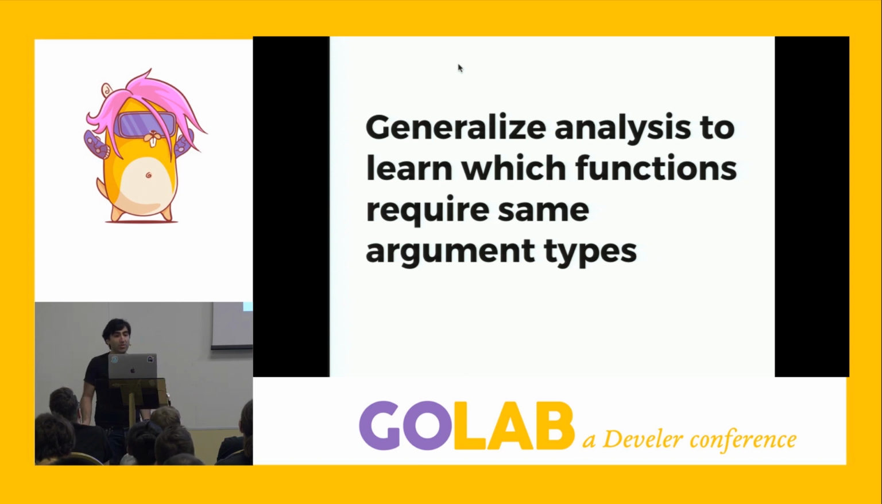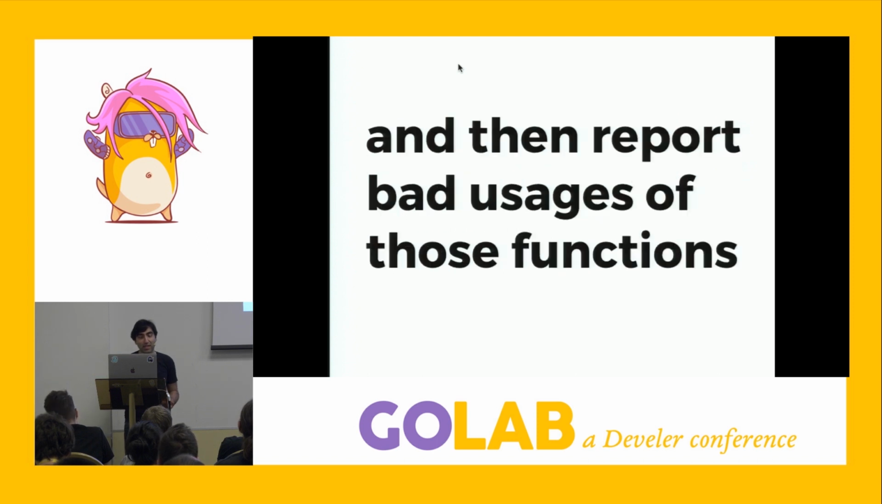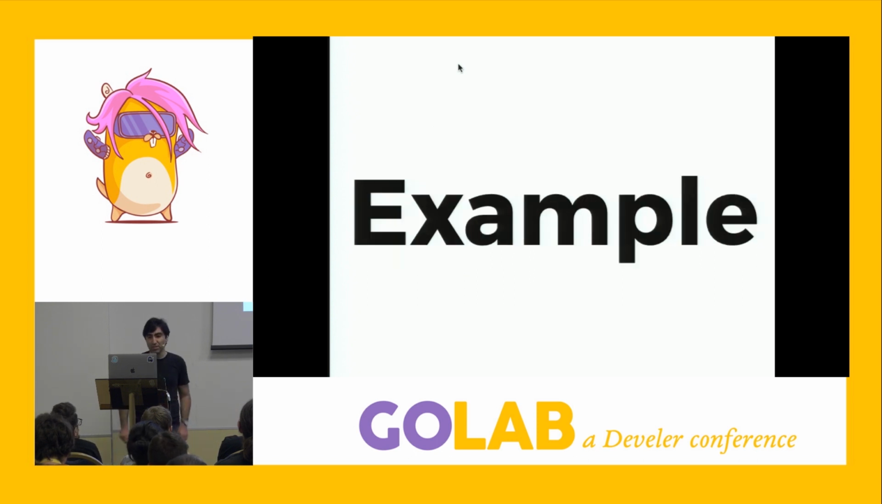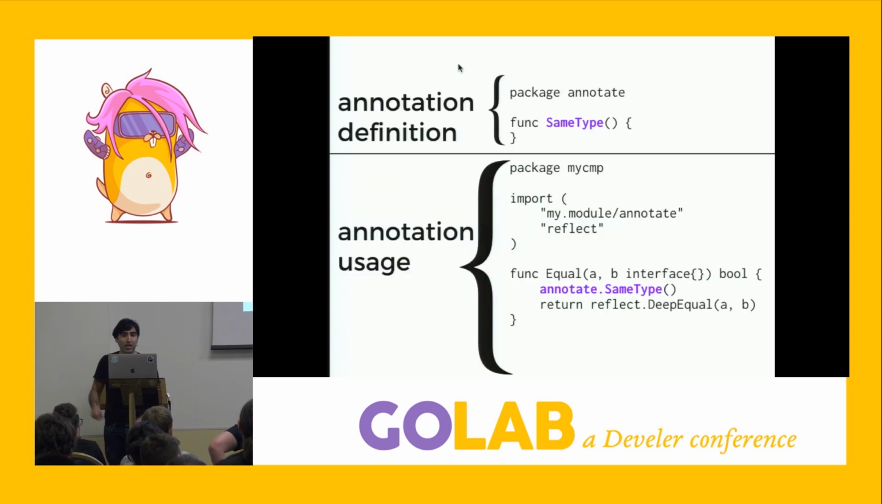What we might want to do is generalize our analysis to learn which functions require the same argument types. We hard-coded the name of comp equal in our analyzer, but we might want to be more general than that. Then we can report the bad usages of those functions the same way we did with comp equal. Let me show you how this might work.